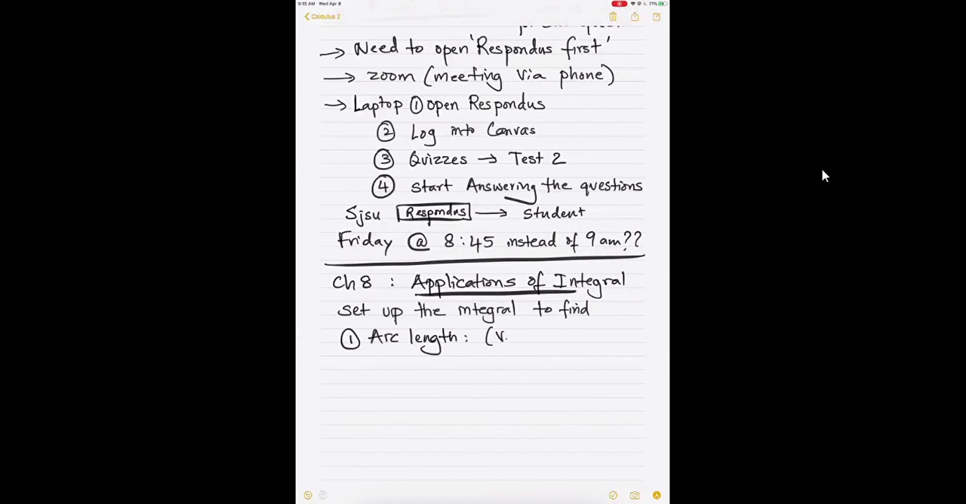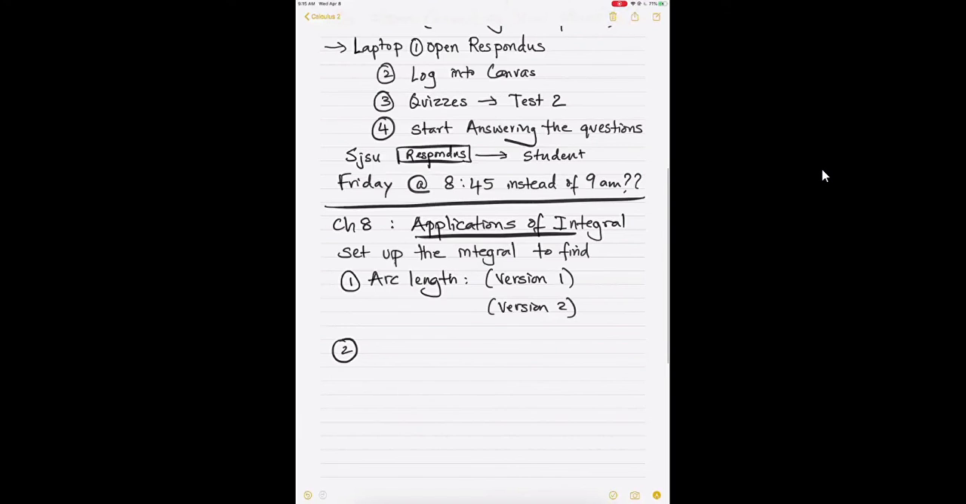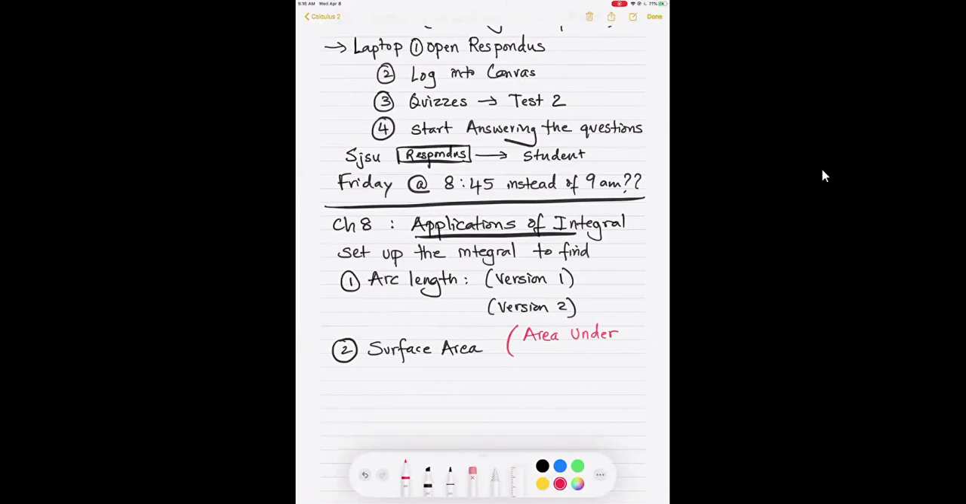I'm going to say there are 2 versions: this one, version 1, version 2. And then you have number 2, where you set up the integral to find surface area. Please do not confuse this with area under the curve, because what we did before was area under the curve, area between curves.